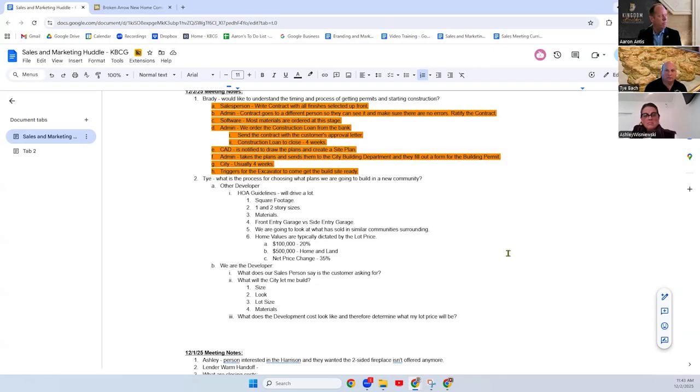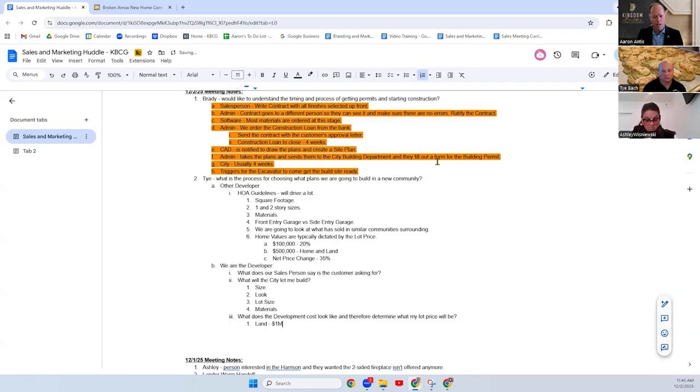If I paid $1 million for the piece of land, let's work out an example. Land is $1 million. Development cost is usually going to be about 4 times what your land cost is going to be. So your total cost to do the development is $5 million.